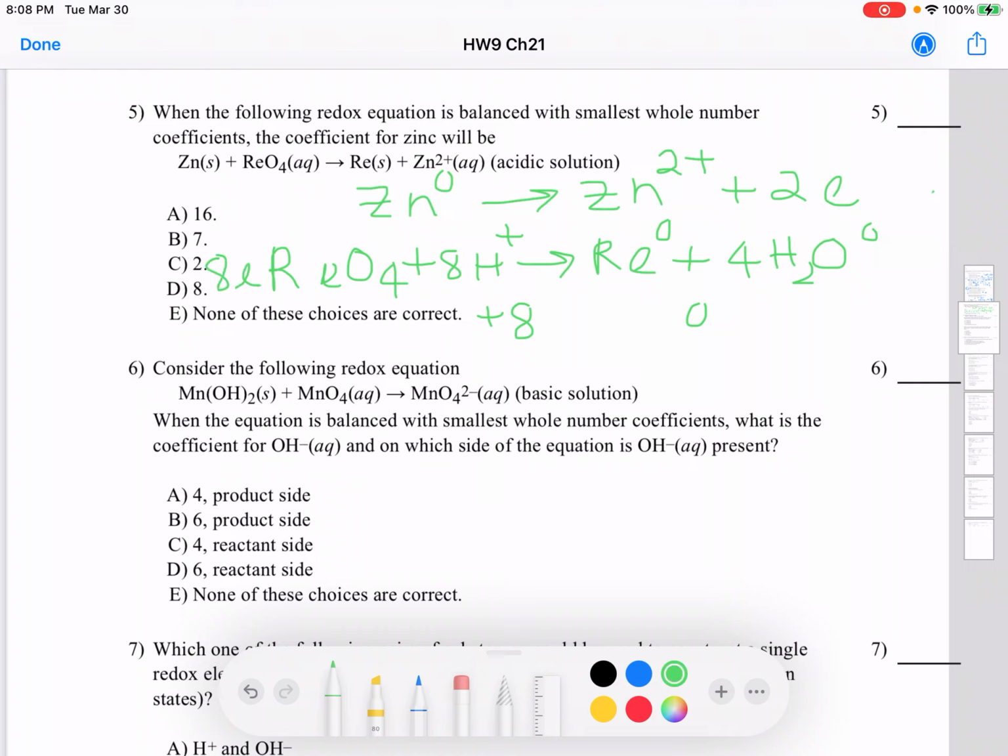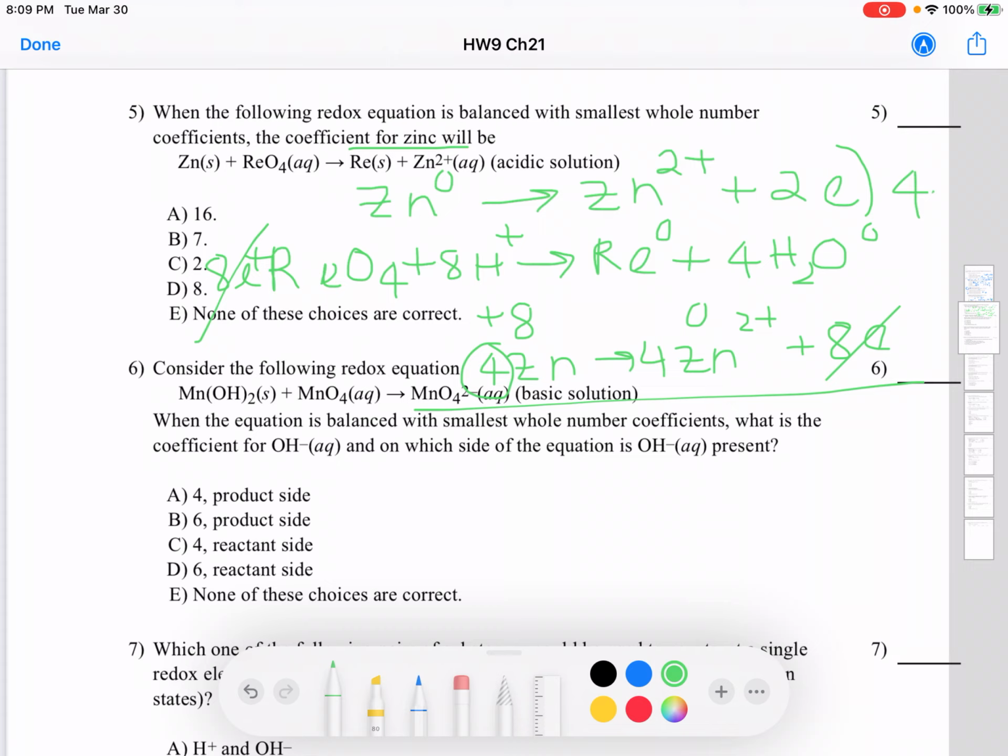Eight electrons plus, right? So zinc 2 and the second equation has 8 electrons. So we need to multiply this by 4. When you multiply that by 4, it would become 4 zinc 2 plus 8 electrons. And then when we add these two together, 8 electrons get cancelled. And then we will end up having the coefficient for zinc as 4.